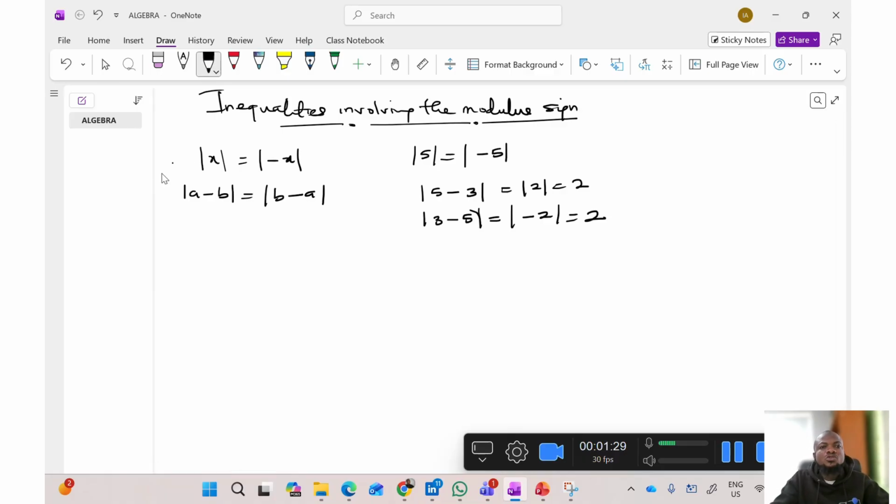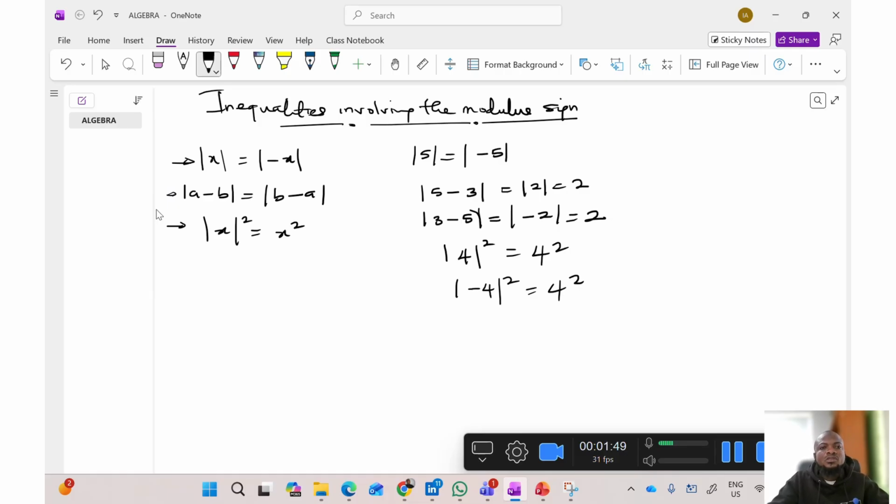The other thing you should note is that the absolute value of x squared is equal to x squared, because the absolute value of 4 squared is also 4 squared, and the absolute value of minus 4 squared is also 4 squared. It doesn't matter. A negative does not matter.